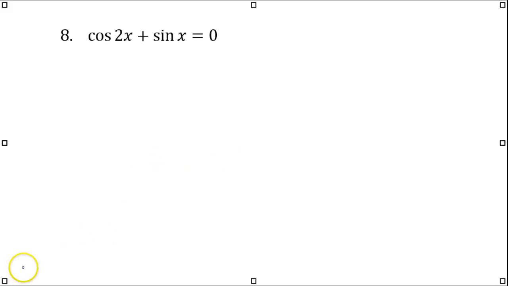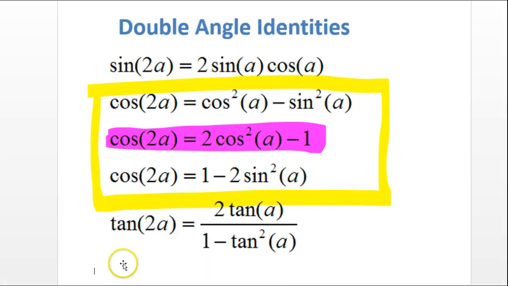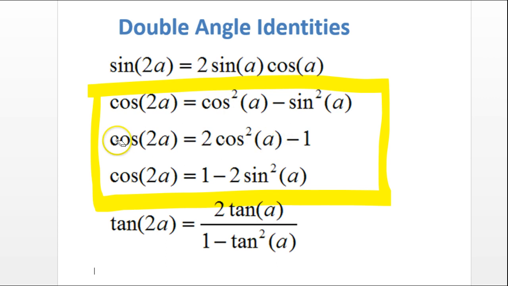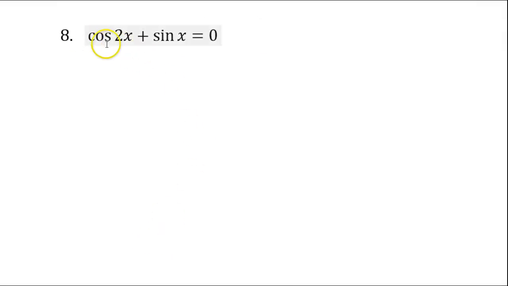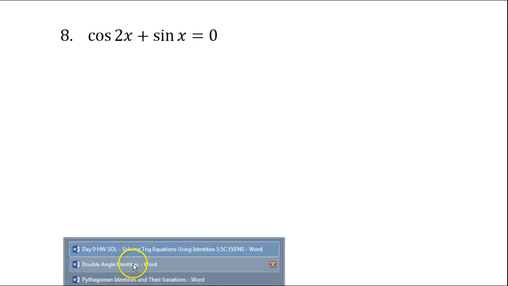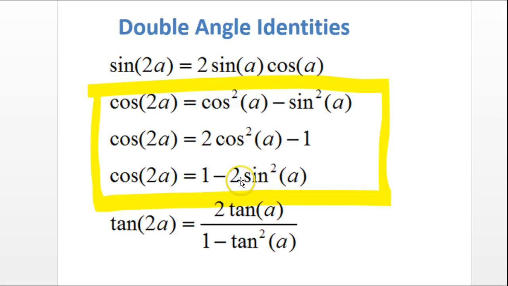Okay, problem number 8. Cosine 2x once again. Once again, let me draw your attention to the fact that there are 3 different versions of the cosine 2x formula. I need to pick the one that gives me what I want: cosine, sine, or a combo. In this case, I'm imagining doing the substitution. In the rest of the equation, I see I have a sine x. So if I substitute, it would be nice to have only sine x here. One way of doing this would be to pick the version of the double angle formula that's going to give me sine.